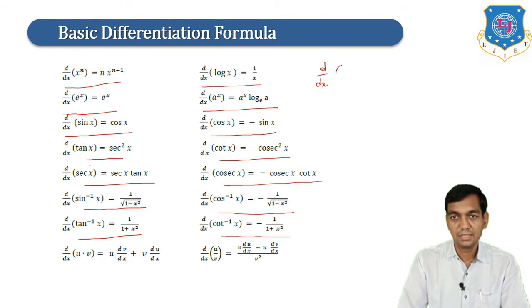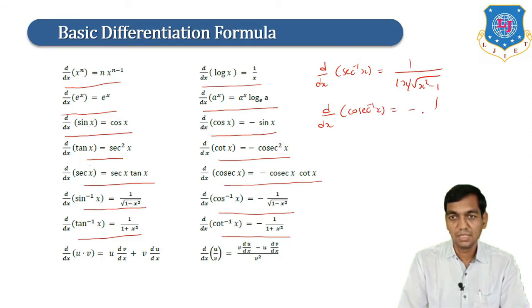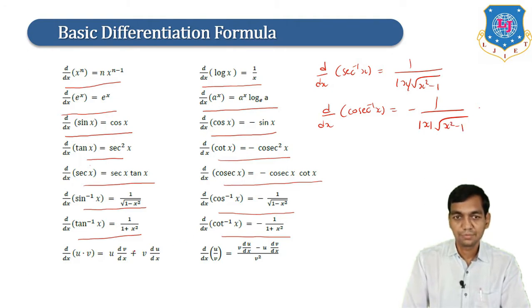And d by dx of sec inverse x is 1 upon mod x under root of x square minus 1. Same manner, d by dx of cosec inverse x is minus 1 upon mod x under root of x square minus 1. Okay.